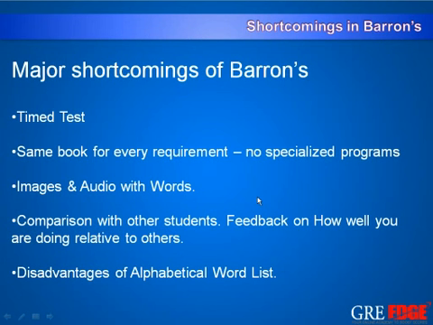The words, as I told you, are given like a dictionary. It's very difficult to remember them. There are no images given with words or audio given with words. Now the disadvantages of an alphabetical word list. They have this A, B, C type word list. When you have so many words in alphabetical order, you tend to get confused between words. And when you study similar sounding words, you get extremely confused.